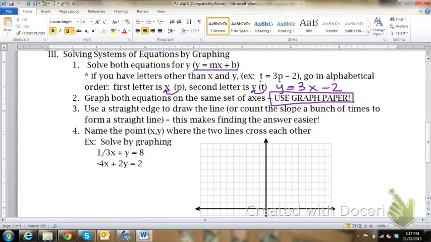And then you can use a straight edge to draw the line, or just count the slope a bunch of times. I recommend counting the slope a bunch of times because it just makes it so much easier to find your answer. And then all you do is name the point where the two lines cross. So I'm going to have to scroll. So pause the video if you need to write all those steps down, and then I'll walk you through the example.